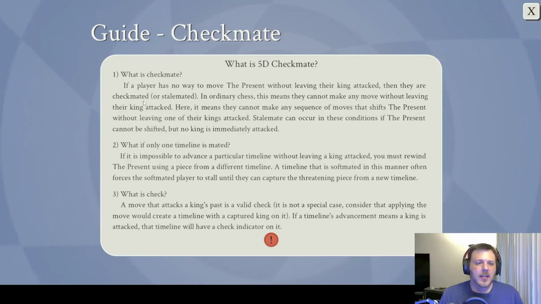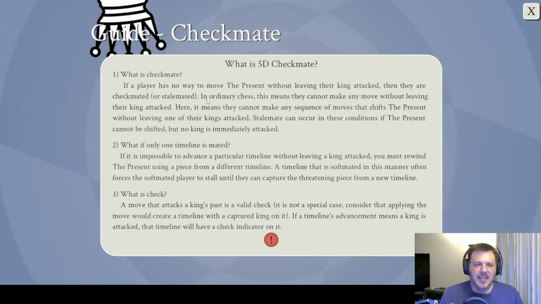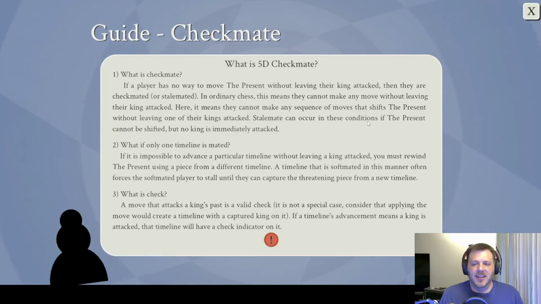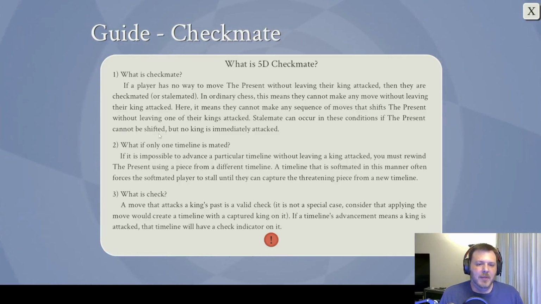What is checkmate? If a player has no way to move the present without leaving their king attacked, then they are checkmated or stalemated. In ordinary chess, this means they cannot make any move without leaving their king attacked. Here it means they cannot make any sequence of moves that shifts the present without leaving one of their kings attacked. Stalemate can occur in these conditions if the present cannot be shifted, but no king is immediately attacked.